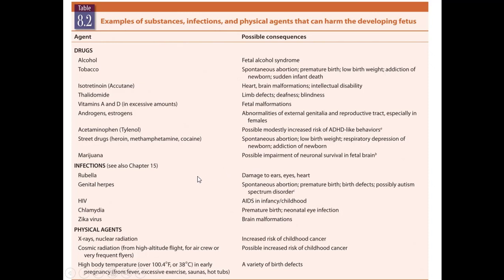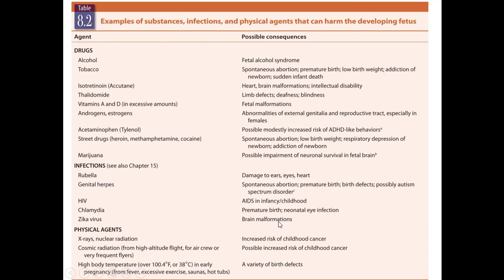Rubella can cause damage to the ears, the eyes, the heart. Herpes could cause damage to the eyes if exposed to the eyes during childbirth. This could also result in premature birth. HIV, well, that could result in AIDS and the infant being immunocompromised. Chlamydia, this can cause a neonatal eye infection, and if not treated, this could even cause blindness. Zika virus, brain malformations.